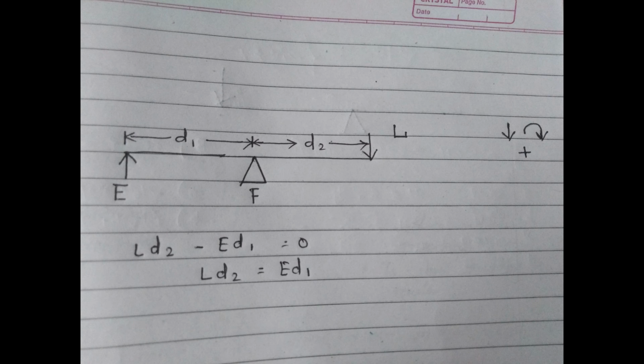Here I take downward positive and upward negative, and clockwise positive and anti-clockwise negative. So you will get the equation in this way: L d2 minus E d1 is equal to 0, and after that L d2 is equal to E d1. In this way you can find out load, effort, and any distance as per requirement.